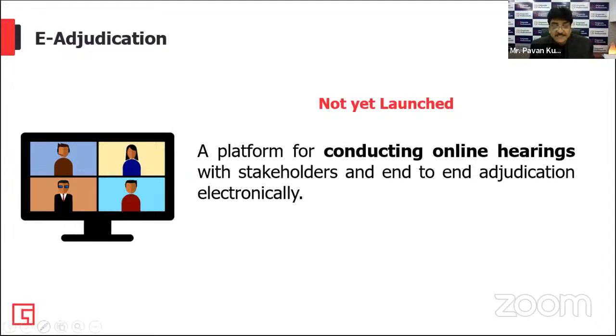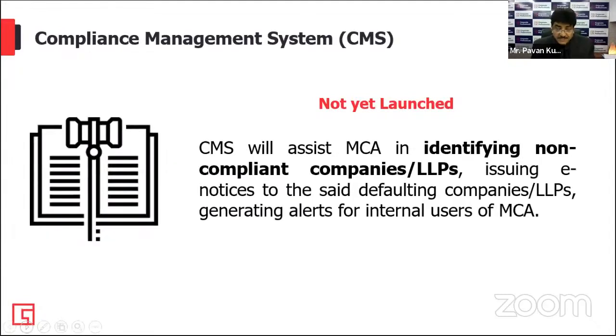Next is the compliance management system, which is yet to be launched. Now the government is using e-scrutiny, and the compliance management is linked with certain things. E-scrutiny is where they check at the initial point and then reject, accept, and issue things. But this e-compliance, this CMS model, is also a very, very important thing, and it will assist MCA in identifying non-compliant companies and LLPs, and then issuing notices to the said defaulting company or LLP, generating alerts for internal users of MCA. Now this is happening.